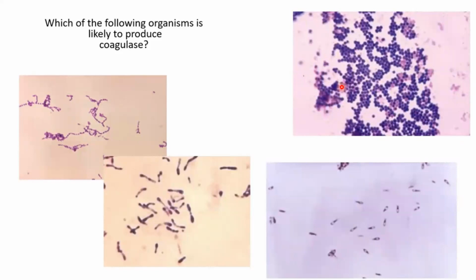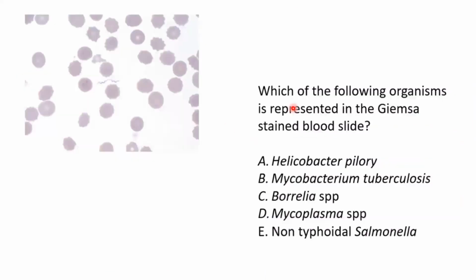How do we classify Staph further? Coagulase positive, coagulase negative. Positive is aureus. Okay. How do we classify Strep? Based on hemolysis. Okay. So, yes. Which of the following is represented?